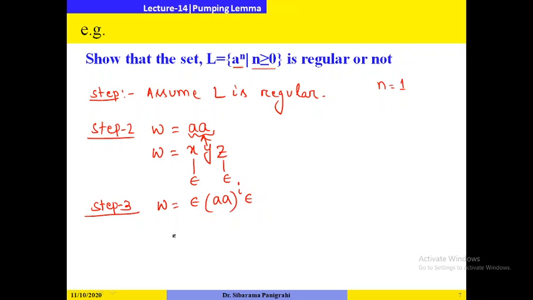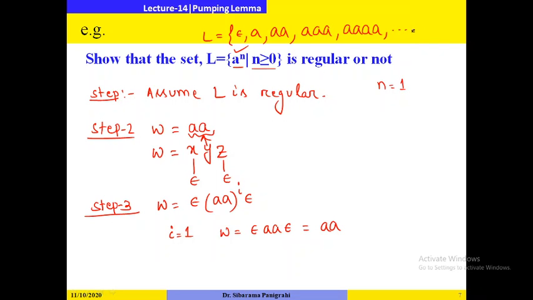Now when i equal to 1, I will get w equal to epsilon a to the power 1, which means a. Now you check whether a is a string of this language or not. So what is the language? L equal to a to the power n, where n is greater than or equal to 0. When n equals 0 it's epsilon, when n equals 1 it's a, when n equals 2 it's aa, n equals 3 it's aaa, n equals 4 it's aaaa. It will go on like this.